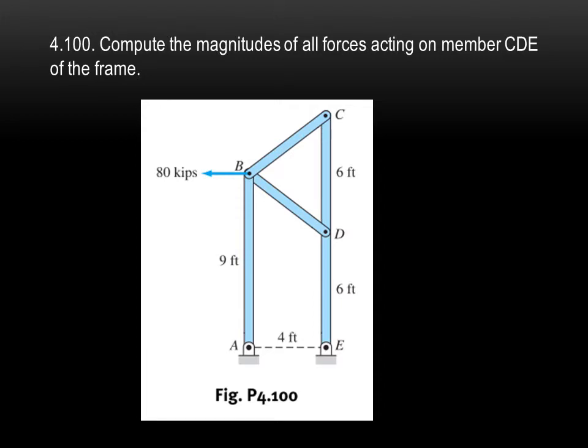We will be discussing the problem in Pytel's book at page 207, number 4.100. Compute the magnitudes of all forces acting on member CDE of the frame. First, let us identify the given. In this problem, we are given the 80 kips force, which is equivalent to 80,000 pound force, and we are required to solve for all the forces at member CDE.